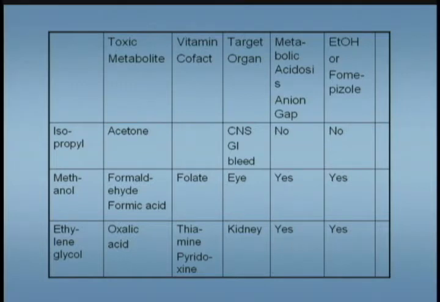I've listed a couple of vitamin cofactors, and they might ask you a question about what vitamin cofactor is responsible for the excretion and breakdown of methanol, and you'll say folate. So giving some extra folate in methanol is useful, and giving some extra thiamine and pyridoxine in ethylene glycol toxicity is useful as well. The alcohol, ethanol, ETOH, or fomepizole, remember, is going to block alcohol dehydrogenase, and that prevents the toxic acids, the formic acid and the oxalic acid, from being produced.